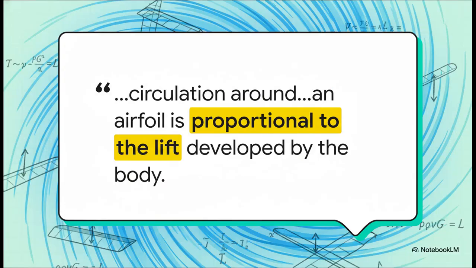And hey, this isn't just some vague idea. The Kutta-Joukowski theorem gives us the hard mathematics to back it up. It basically states that the circulation around a wing is directly proportional to the lift it generates. It's that simple. More circulation equals more lift. That's a fundamental law of aerodynamics.